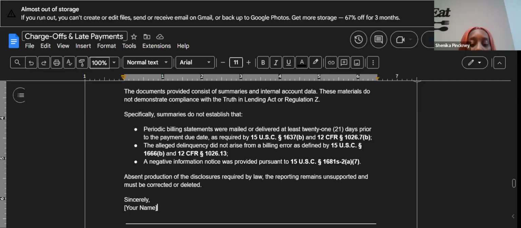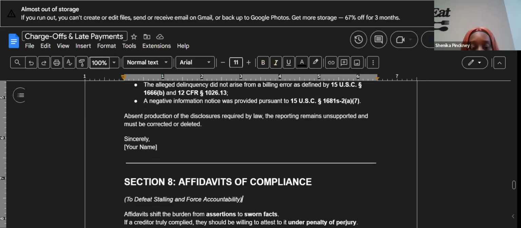1026.7B. The alleged delinquency did not arise from a billing error as defined by 15 U.S.C. 1666B and 12 CFR 1026.13. A negative information notice was provided pursuant to 15 U.S.C. 1681 S2A7. Absent production of the disclosures required by law, the reporting remains unsupported and must be corrected or deleted.